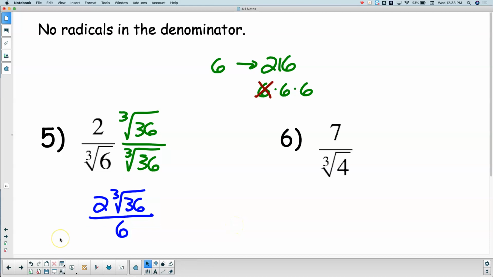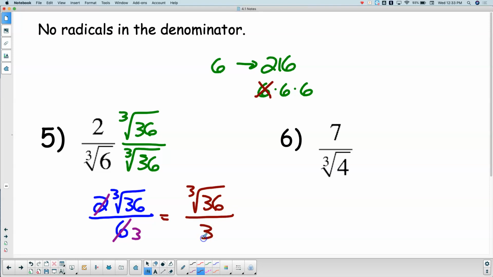Which then, 2 goes into 2, 2 goes into 6, so my final answer here is the cube root of 36 all over 3. Because the cube root of 6 times the cube root of 36 is the cube root of 216, which is 6.